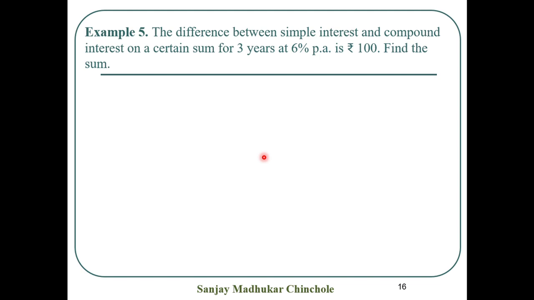Thus the desired accumulated amount is approximately 9,180 rupees. Fifth example, the difference between simple interest and compound interest on a certain sum for 3 years at 6% per annum is rupees 100. Find the sum. We have not been given the principal amount, because here it is mentioned on a certain sum for 3 years, meaning n is equal to 3. At 6% per annum rate of interest means R is equal to 6, and the difference between simple interest and compound interest is rupees 100, meaning CI minus SI is equal to 100.